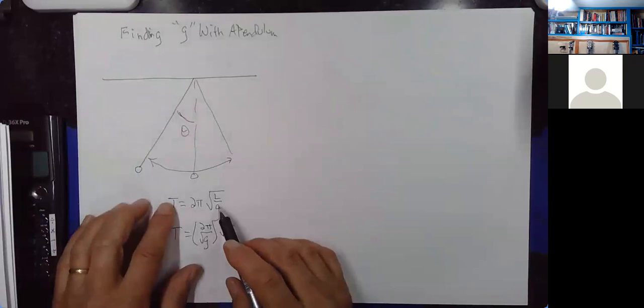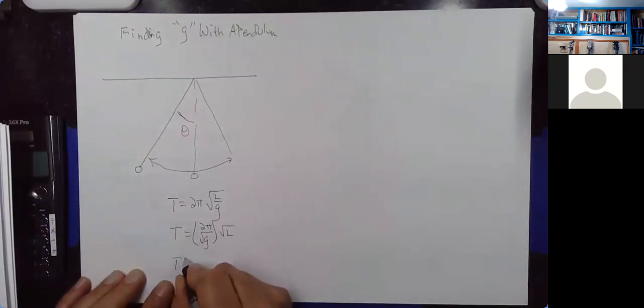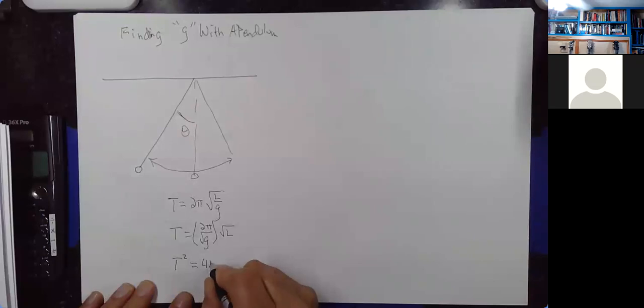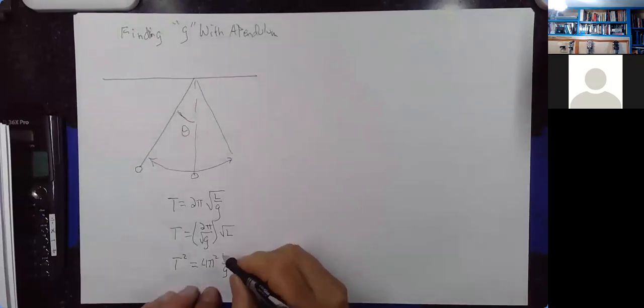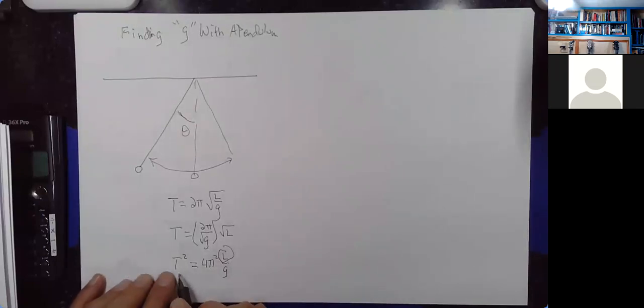But if you just square both sides of this thing, and this is a trick you can pull once in a while, well, you'd square the 2 pi and you'd get 4 pi squared, and then you'd have L over g. And the actual variable we have, the independent variable, the thing we can change, is L. And we're seeing how T squared depends on that.